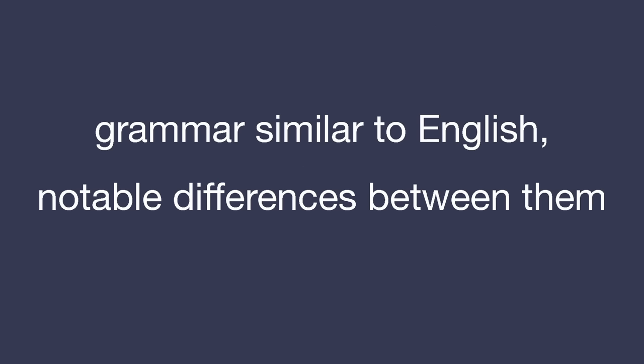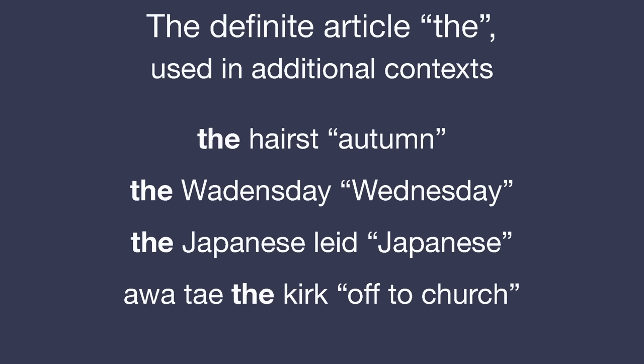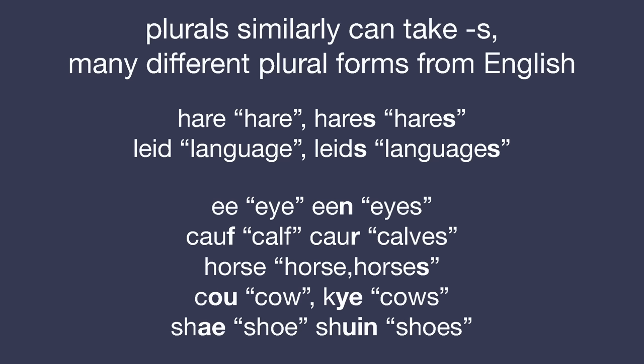The grammar is also similar but has more noticeable differences. The definite article the has the same form in Scots, but it uses it in places where English doesn't, such as names for languages, days, and seasons. Plurals are a tad bit different. They can still take the suffix s, but it also has the form us, different plurals end with n, and not all irregular plurals are the same between the two.